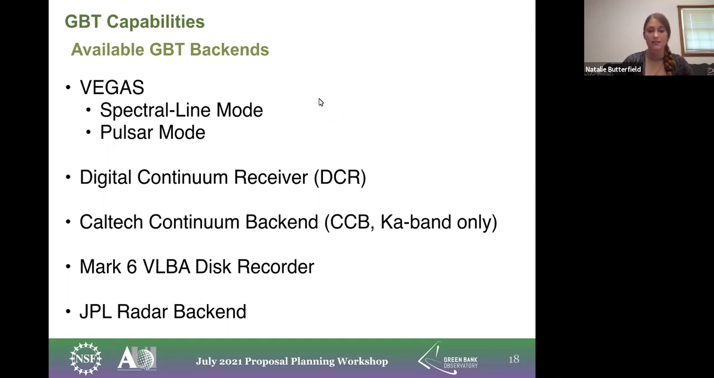We also have the Mark 6 VLBA disc recorder. This receiver is used for VLBI observations that we have with the GBT, and I'll talk about that again at the very end. And then we also have the JPL radar backend. This is to do any type of radar observations, to study planetary science that I had mentioned in the GBT science slide earlier in this talk.